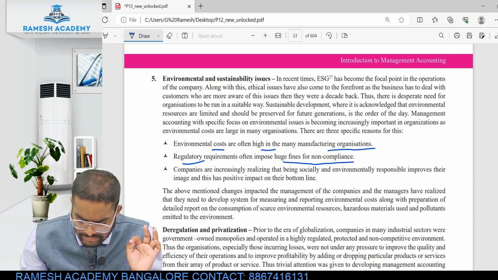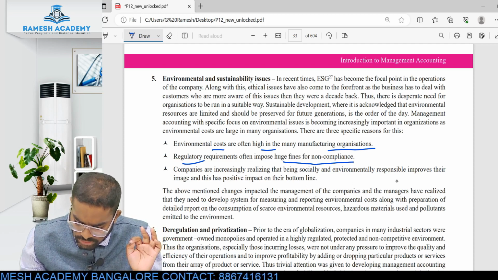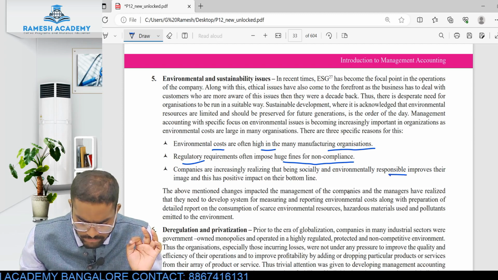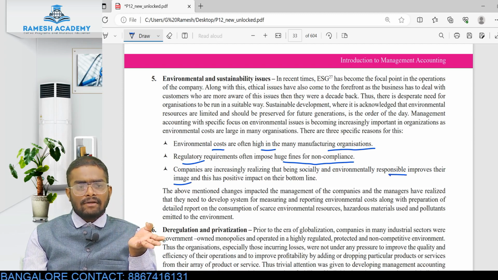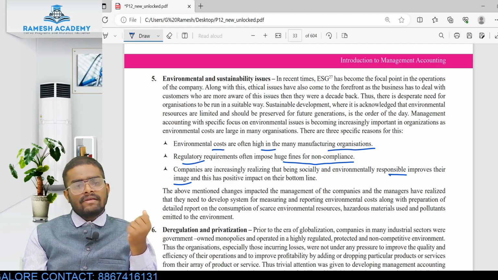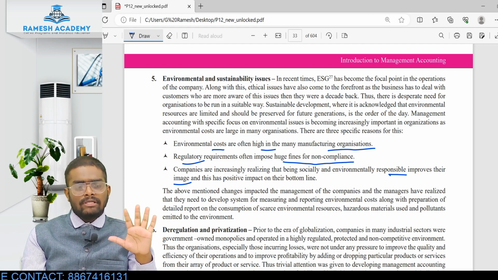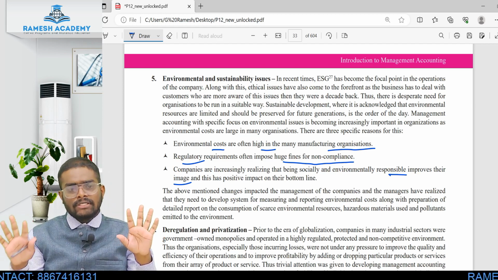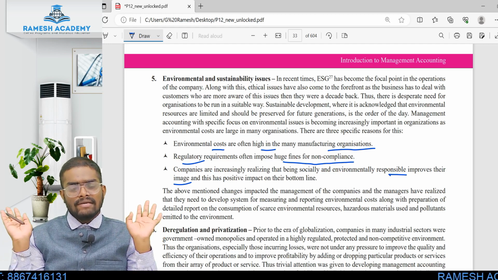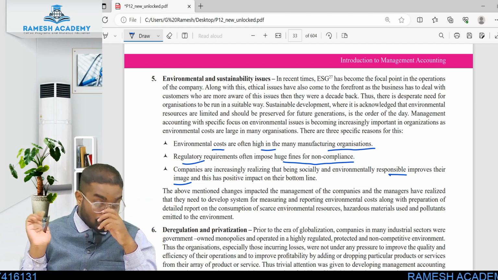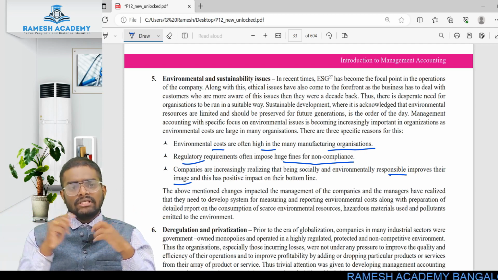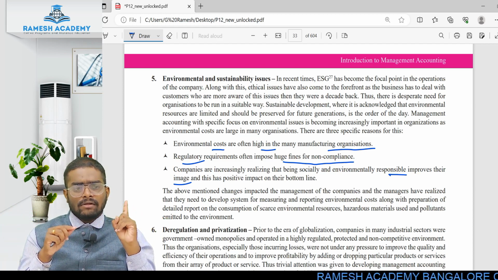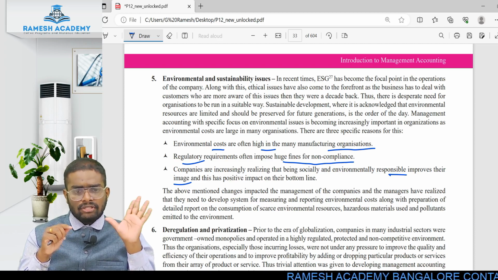Companies are increasingly realizing that being socially and environmentally responsible improves their image. So suppose a company that had a good image does one bad thing to nature; they'll lose their brand image. This in turn leads to a reduction in revenue also. They'll be losing their market share due to this one bad thing done to nature.